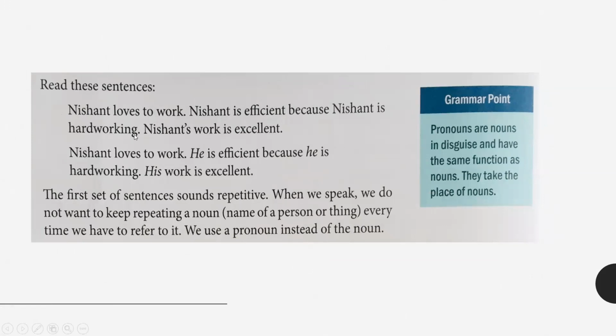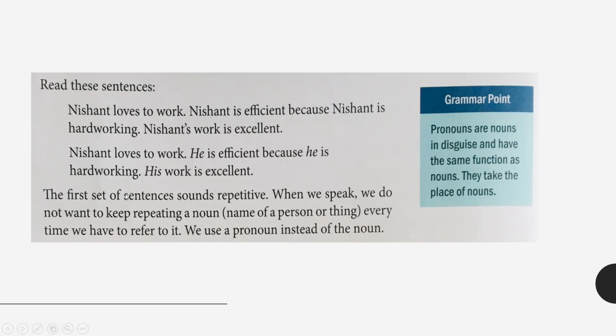Nishant, again and again it is repeated. And in the second sentence, you will find in the beginning we have used the noun Nishant, and after that, instead of using Nishant, we have used the word he again and again in the sentence. And here we have also used his. So in short, pronoun is a word which is used instead of a noun in a sentence when we don't want to repeat the same noun again and again.